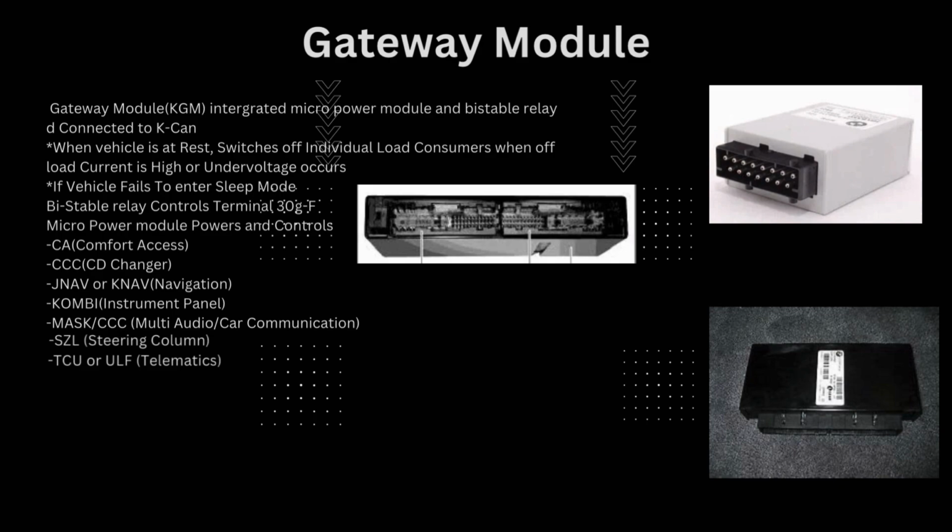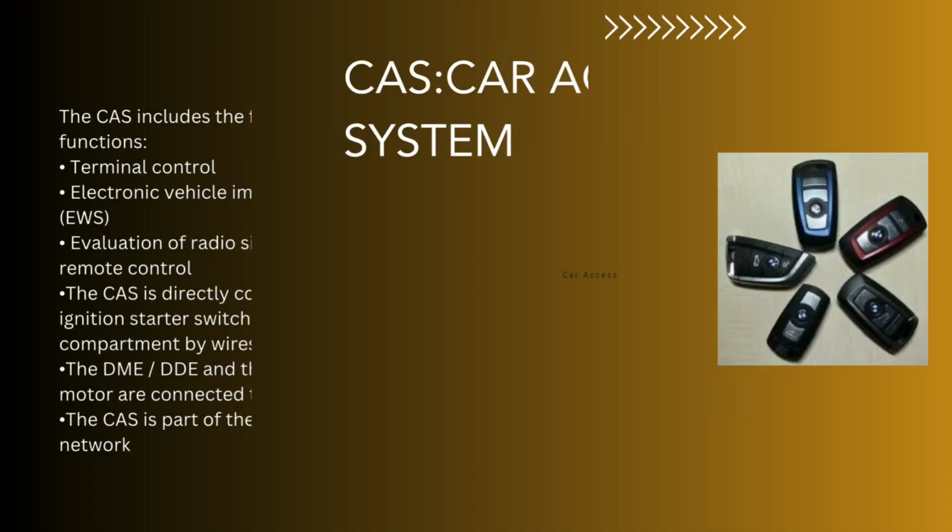Micro Power Module powers and controls CA, Comfort Access, CCC, CD Changer, JN80 or KN80, Navigation, Combi, Instrument Panel, Mask/CCC, Multi-Audio/Car Communication, SEL, Steering Column, TCU or ULF, Telematics.